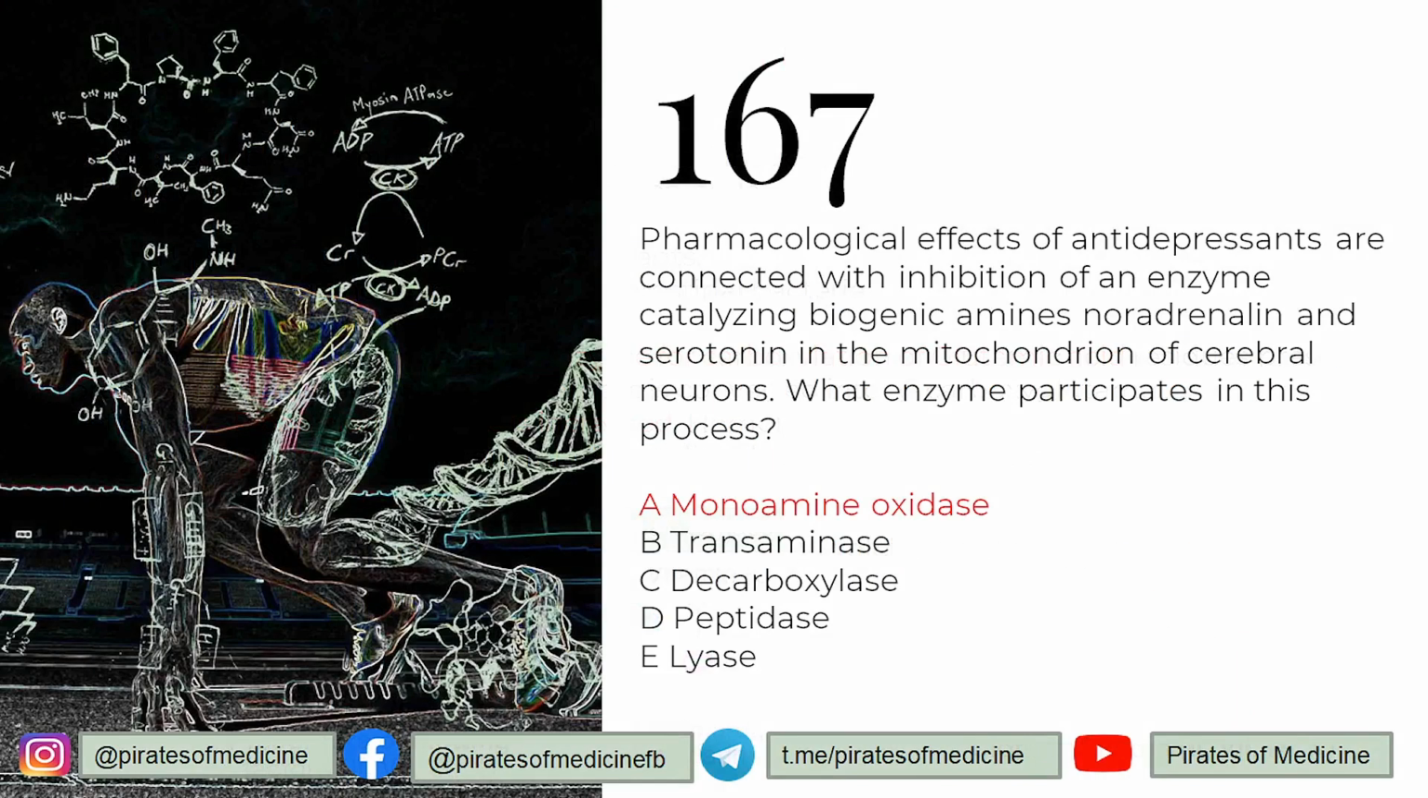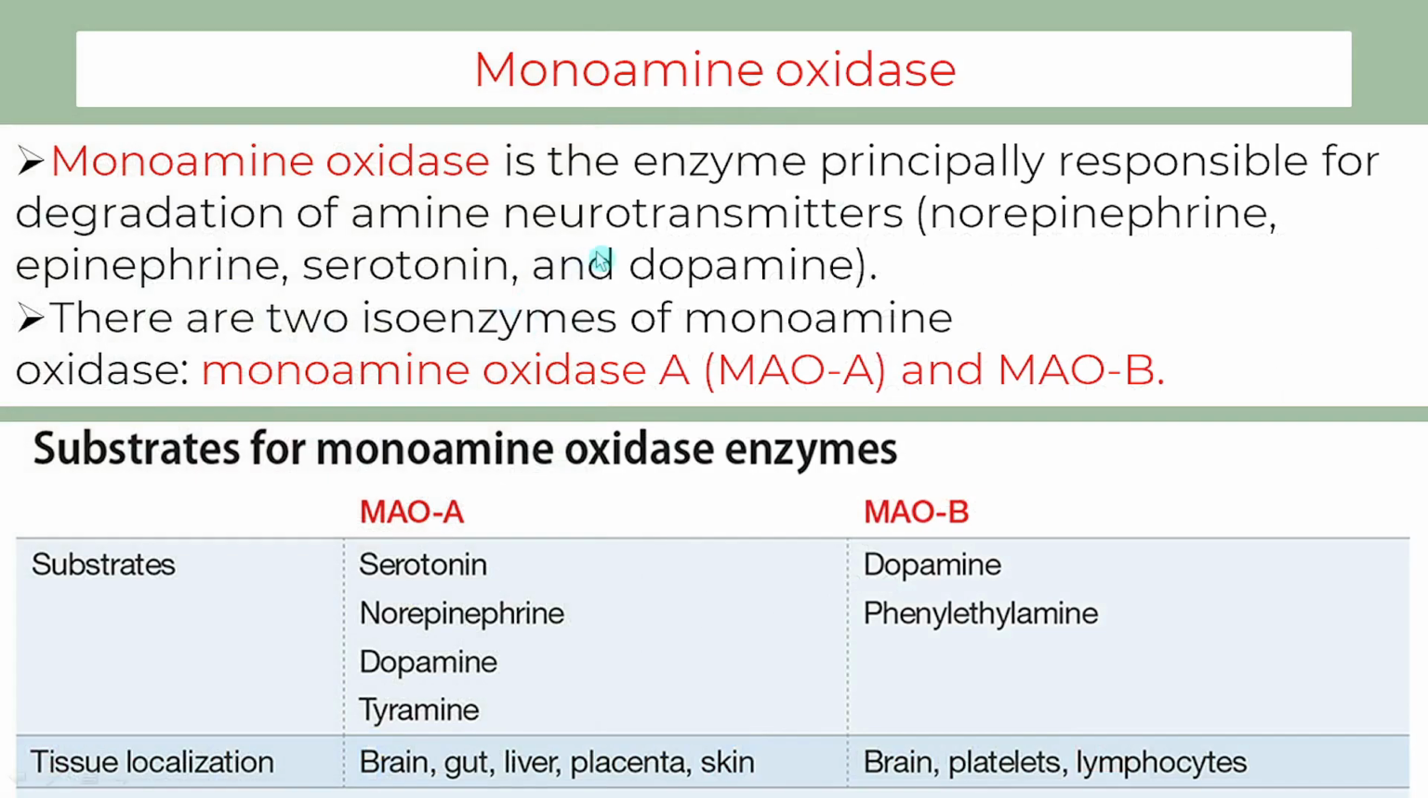So 167. Pharmacological effects of antidepressants are connected with inhibition of an enzyme catalyzing biogenic amines, noradrenaline and serotonin, in the mitochondrion of cerebral neurons. What enzyme participates in this process? So if you remember, we did this in the last video. Monoamine oxidase is the enzyme responsible for degradation of these amine neurotransmitters. Which amine neurotransmitters? Norepinephrine, epinephrine, serotonin and dopamine.